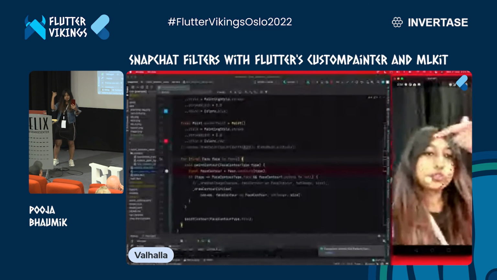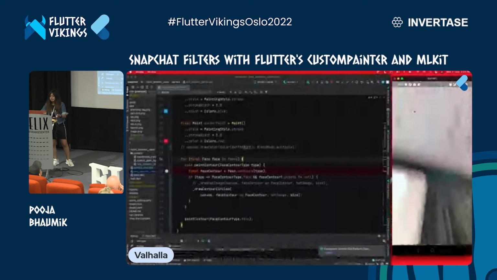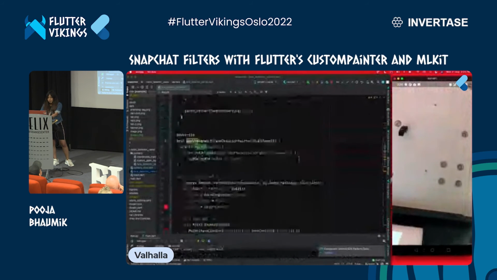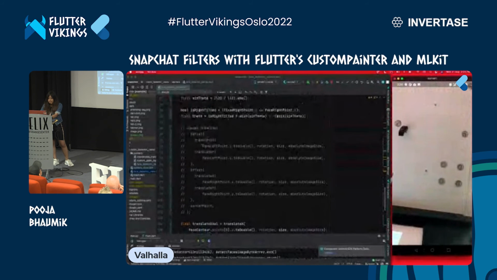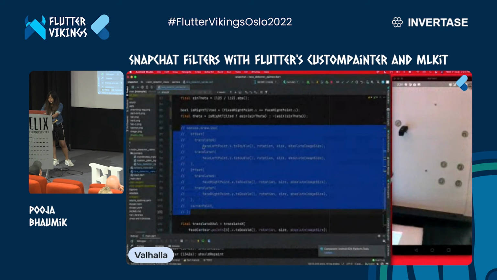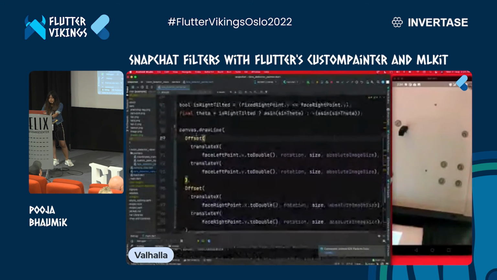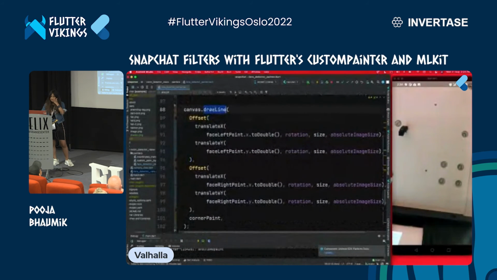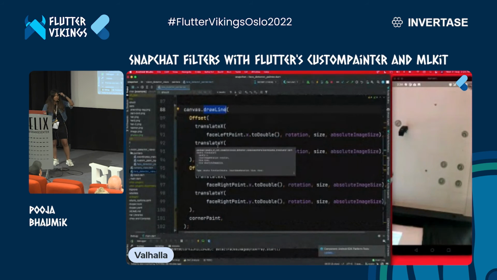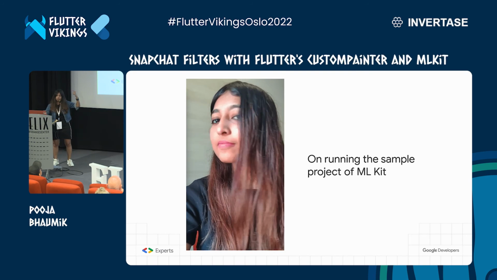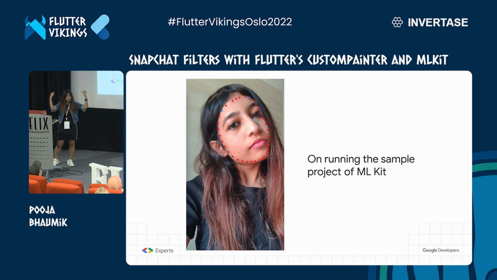And I also want to do the reference line now. So let's see what we can do for the reference line. I'm just going to do a draw line. Here you have a draw line, and then you have the offset of the left point and the right point, the left blue point and the right blue point. So I'm just drawing a line between them.